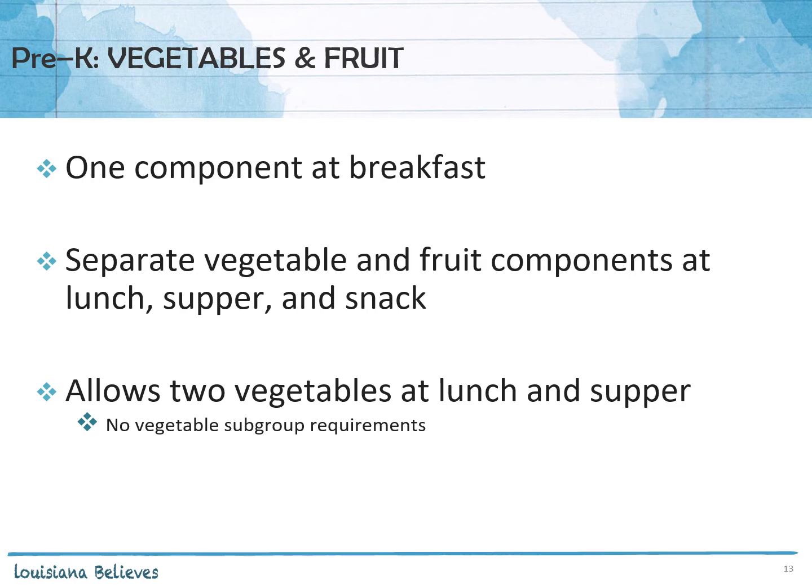At breakfast, vegetables and fruits are combined into one component. Fruits and vegetables are separate individual components at lunch. Vegetables may also be used as a substitute for the fruit component at lunch. If vegetables are used instead of fruit at lunch, 2 different vegetables must be served.